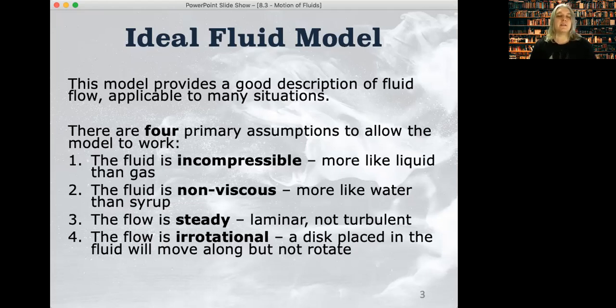So a disc placed in the fluid will move along but not rotate. So imagine you've got a river of fluid flowing along, and you take a little polystyrene disc or something circular, you put it on the surface of the water, and you watch as it flows along. If that disc doesn't rotate, then your flow is irrotational. Right? This just means there's no rotation. But if your disc rotates, that means that the water under one side of it is going faster than the water under the other, and it'll cause that rotational effect. So if that's happening, then we can't use our ideal fluid model either.